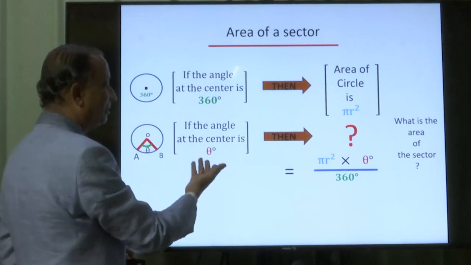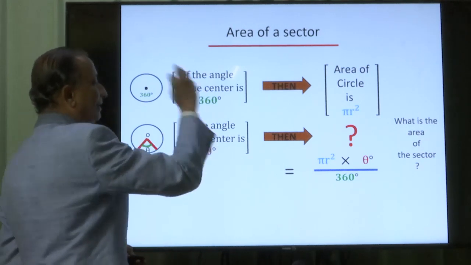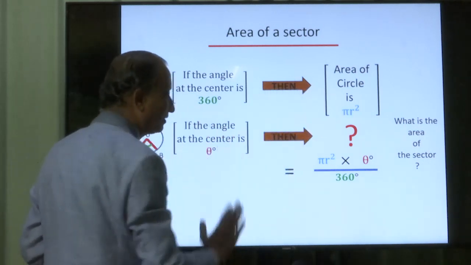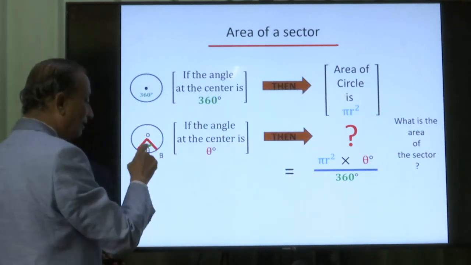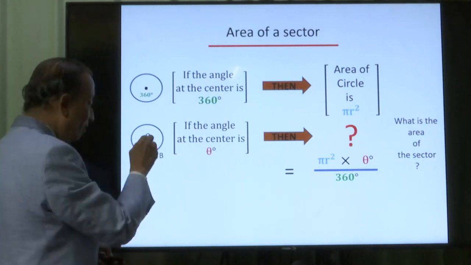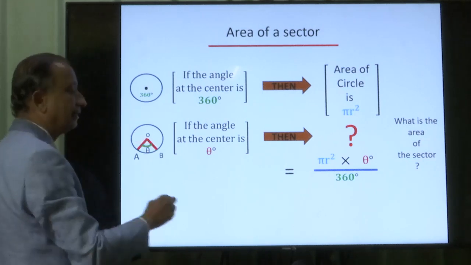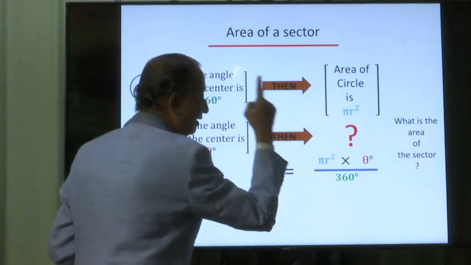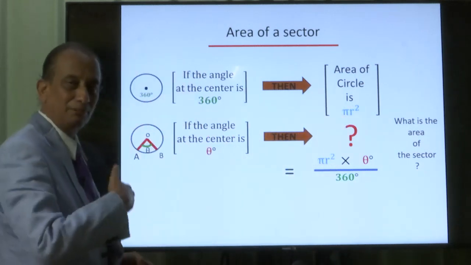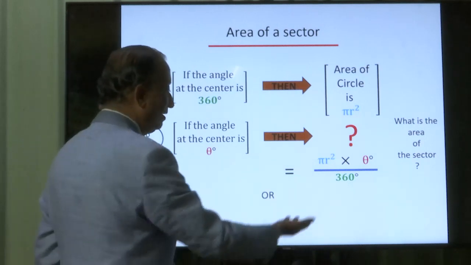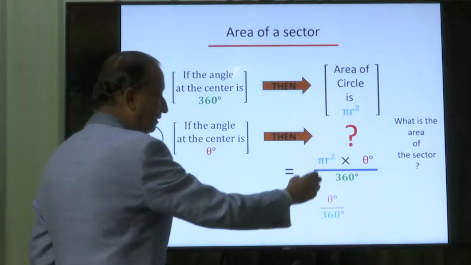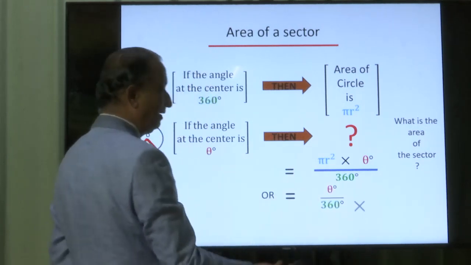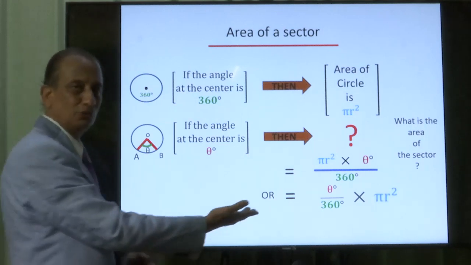See, look at this small logic here. If the angle at the center is 360 degrees, then the total area is pi r square. If the angle at the center is just theta degrees, what would be the area of this sector, which is nothing but pi r square into theta divided by 360 degrees. It can be better expressed in this way. Let us write down the angle together as theta divided by 360 degrees times pi r square. I think this would be better.